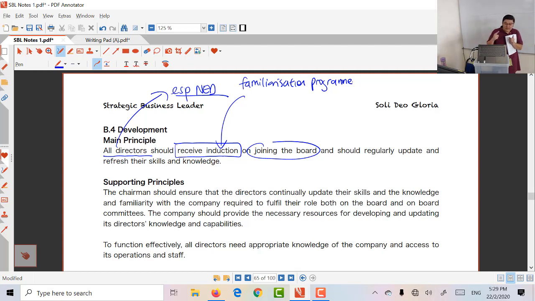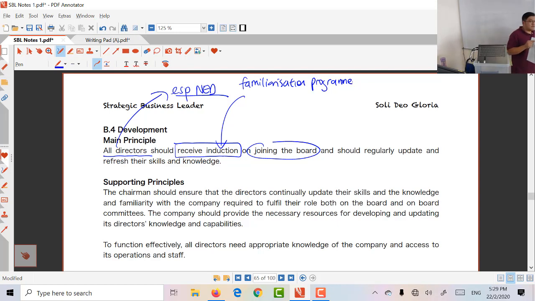You know, it's like I'm going to tell you that after this induction or orientation program, you will feel as though you have worked here for about a few months or 1 year. That you really know us. Can you see or not? Now, that's the induction program. It's to speed up the process so that you can contribute as a director.